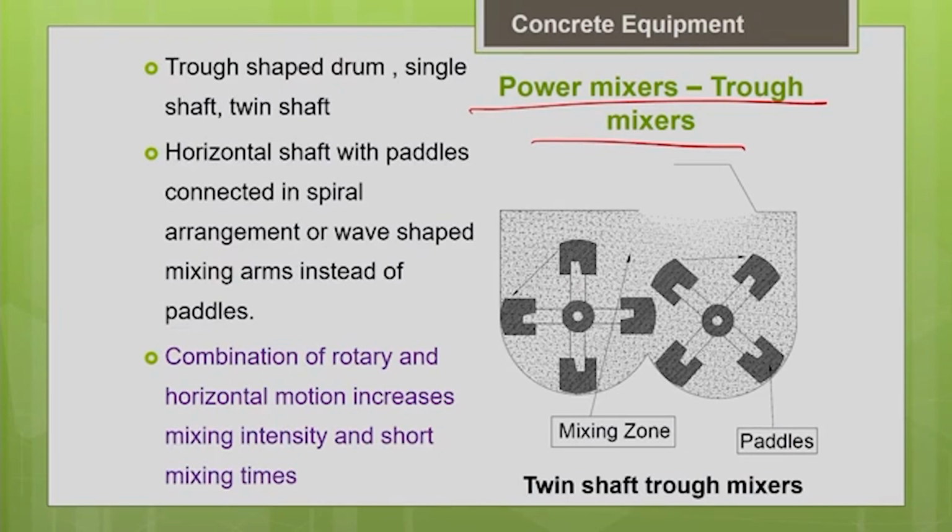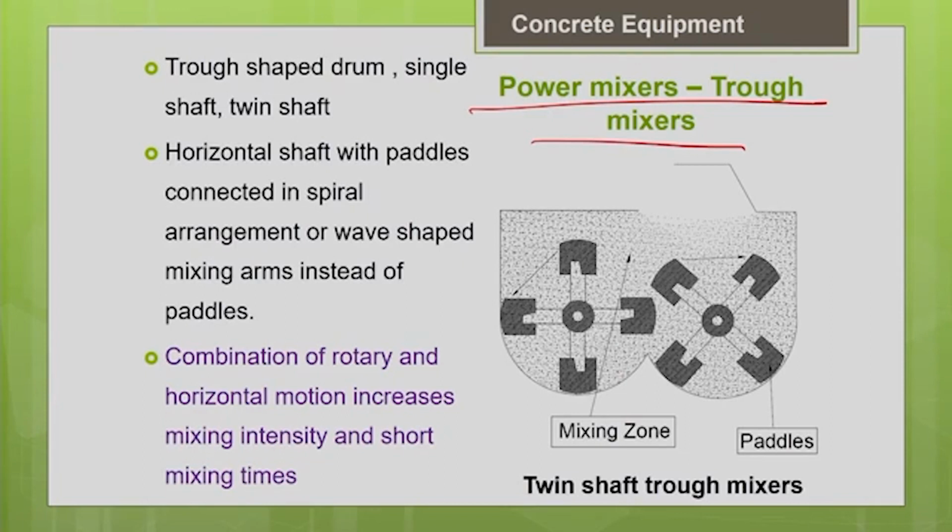On the shaft, the paddles are arranged spirally along the shaft. Either you can have a paddle arrangement or a wave shaped arm arrangement. That will also give you better mixing. Whenever you go for a twin shaft mixer, the intensity of mixing will be very good, because in the intersection zone you will have more turbulence, which results in good intensity of mixing.